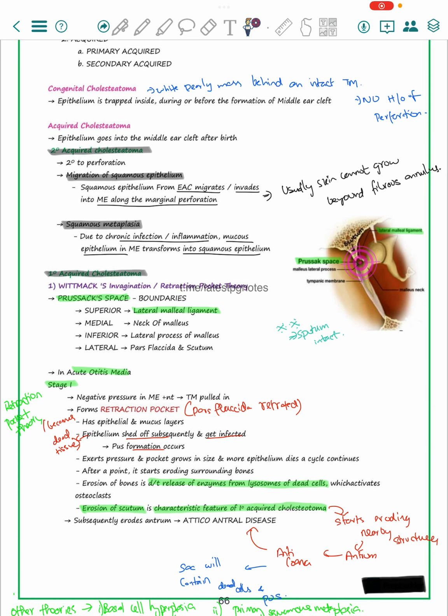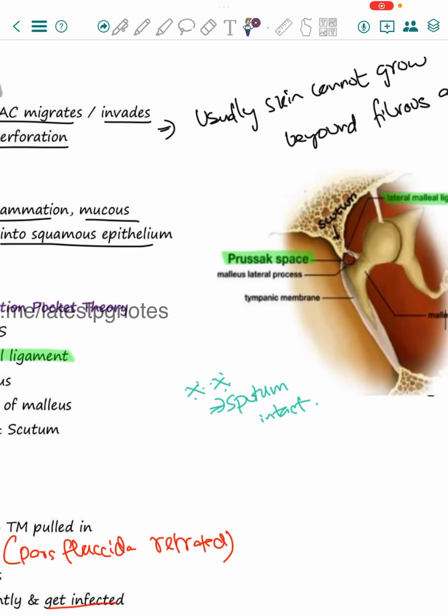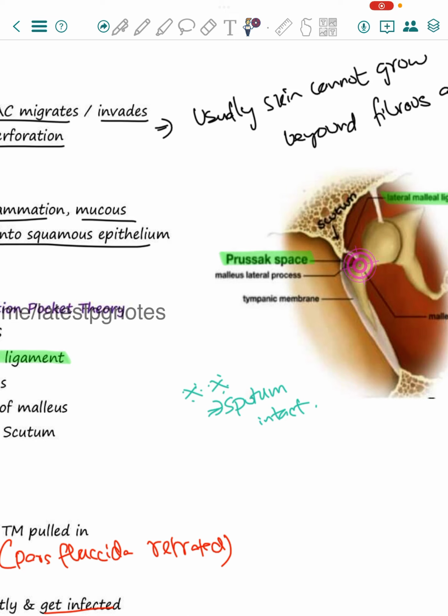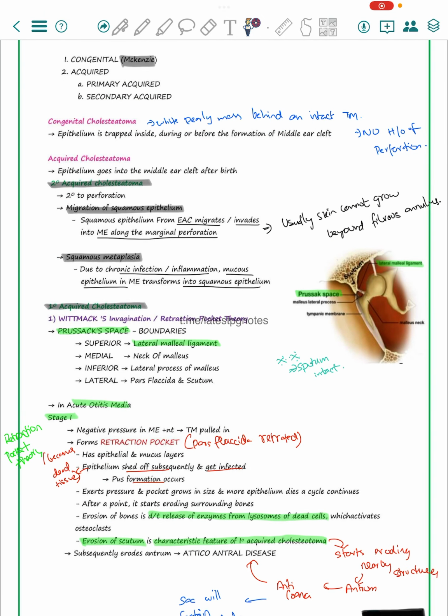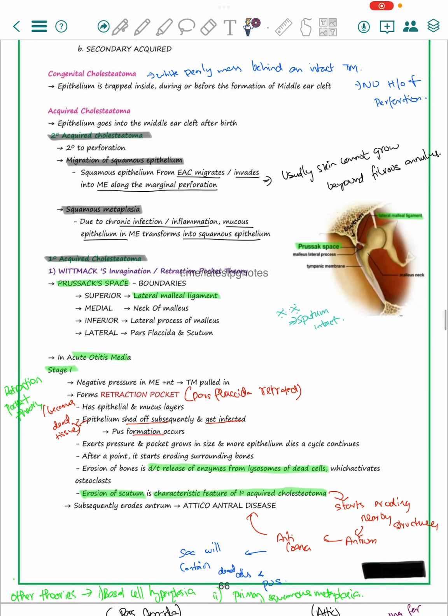You can see this small space known as Prusak space, where the borders are as follows. This is the lateral malleal ligament. Then medially is the neck of malleus. You can see this is the neck of malleus. Superiorly the scutum will be there, which is part of the mastoid. Then laterally the pars flaccida. Inferiorly the lateral process of malleus, medially the neck of malleus, and superiorly the lateral malleal ligament. This is the most common space for development of a primary retraction pocket.